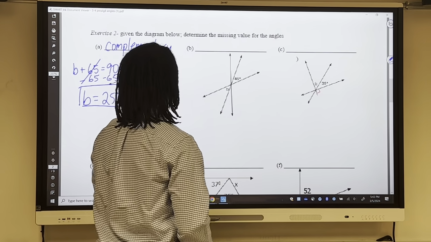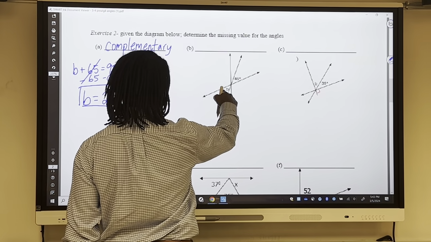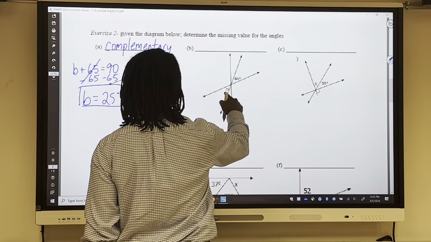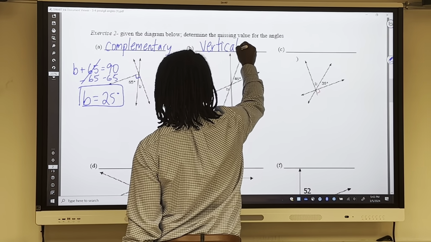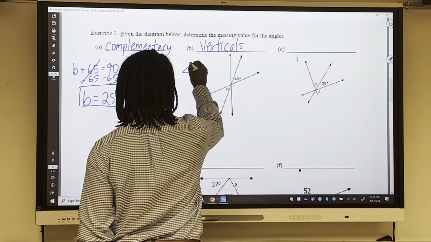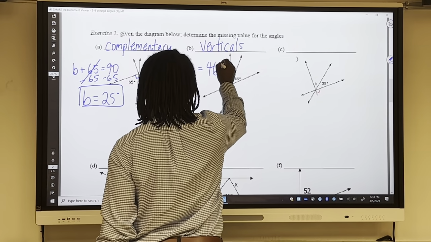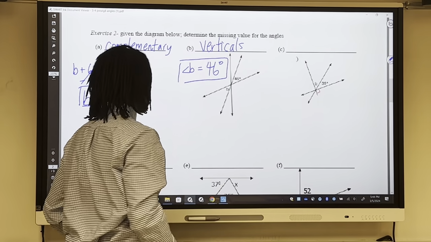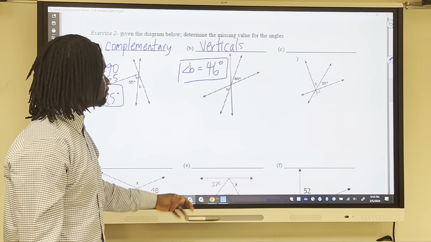For letter B, you have this angle that says 46, and then angle B. Those are opposite of each other, so they are vertical angles. If they're vertical angles, then angle B is going to be equal to that one, which is 46. And that is the answer for that one, they're equal.